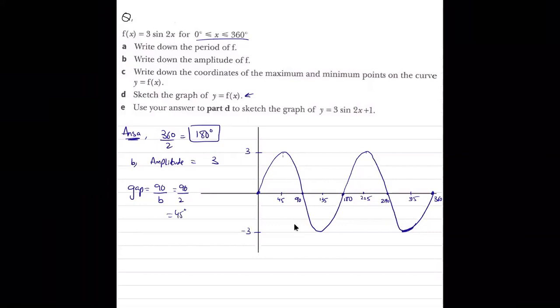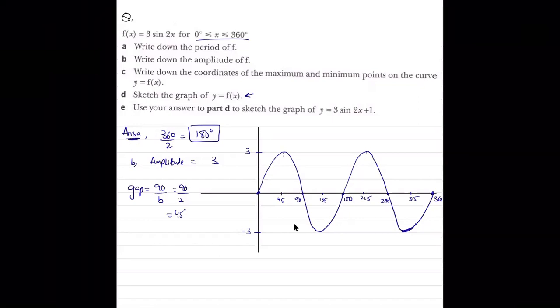Let me know when you guys are done with this. Sir, my minimum is -3 and maximum is 3. Are you getting the same graph as mine? Yes, sir. Okay, then we can answer part C.